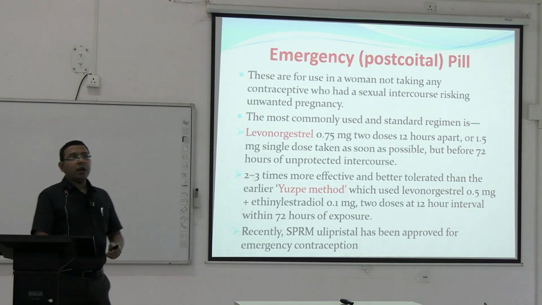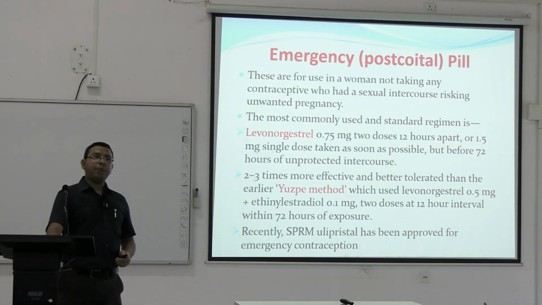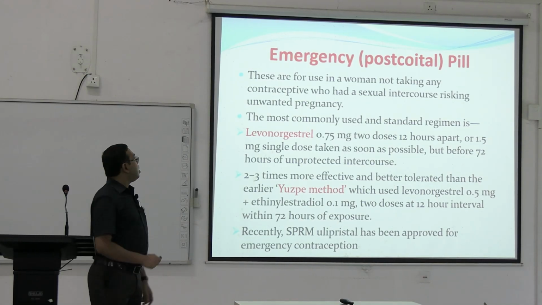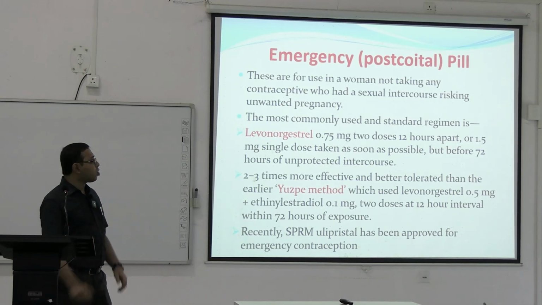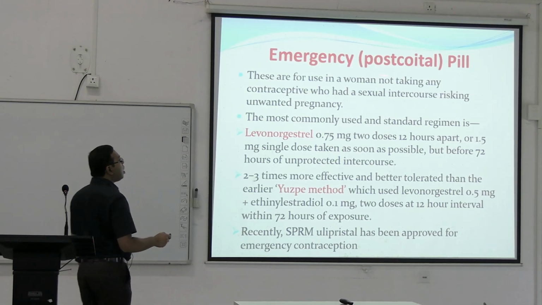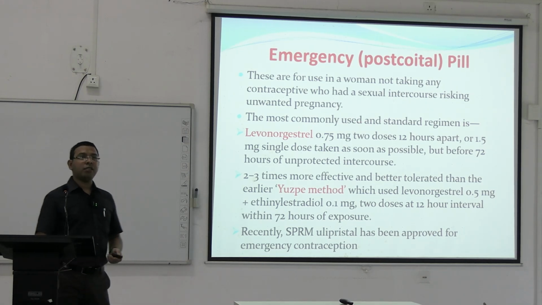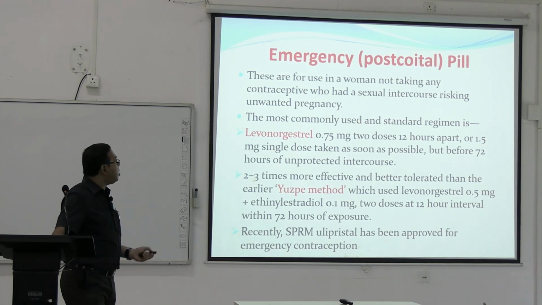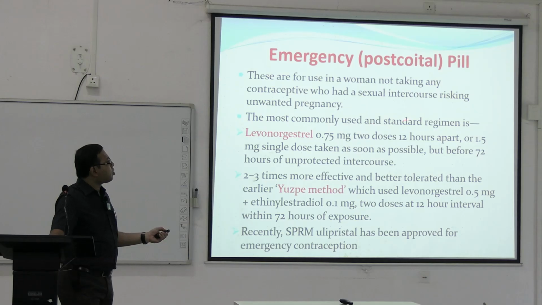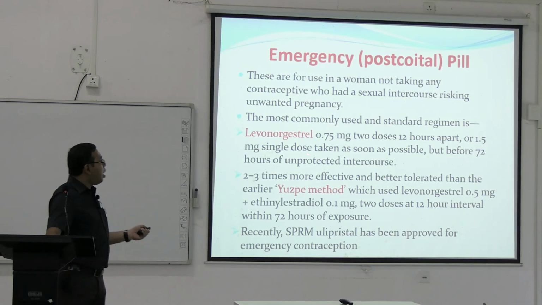So next coming to the emergency pill or post-coital pill, this is also important for examination. Already we have seen it in the progesterone chapter. These are for use in a woman not taking any contraceptive who has sexual intercourse risking unwanted pregnancy. For emergency usage, the most commonly used and standard regimen is levonorgestrel. This is known as the UJPE method.